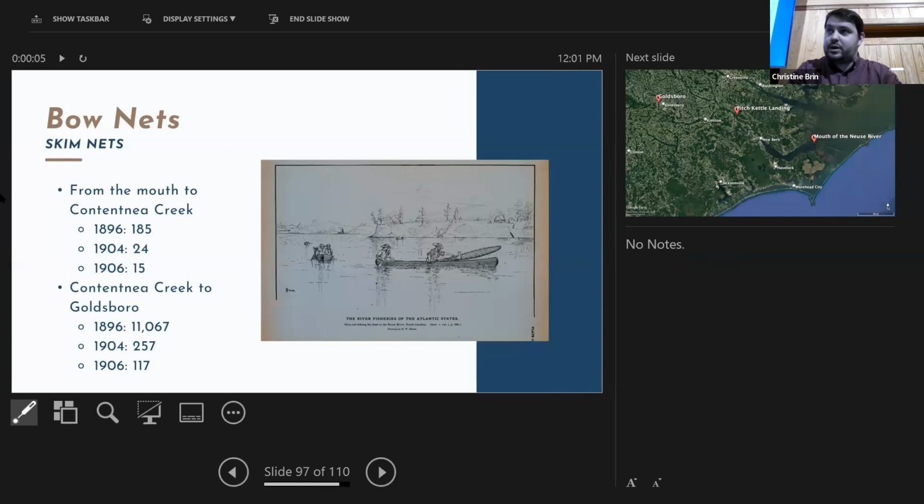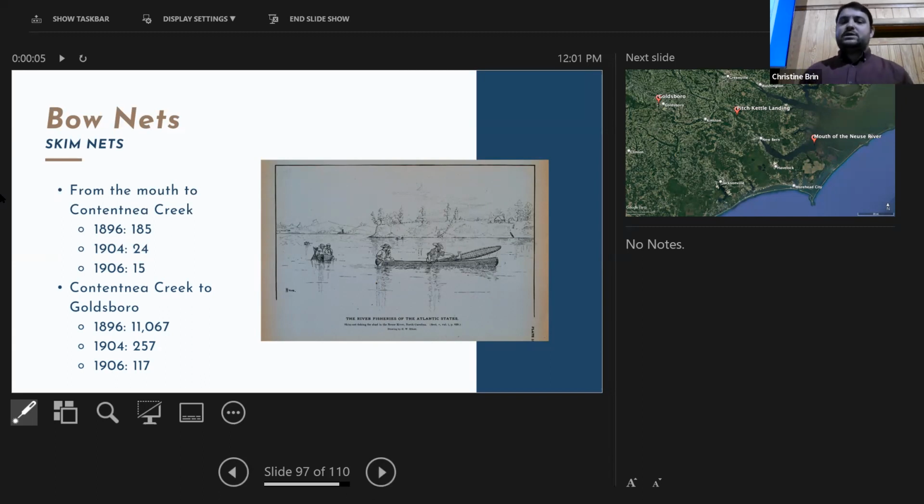Also, something we haven't talked about are bow nets, which are just giant dip nets that men would have been working out of small boats like canoes or cutters. And they would just put these giant dip nets into the river and just scoop out fish. And at one time, there were that many fish in the river where you could just do that. You could just scoop them out.